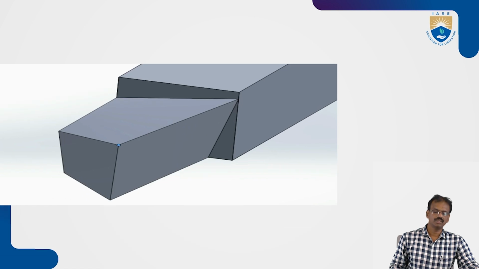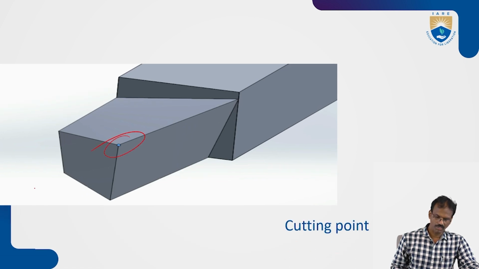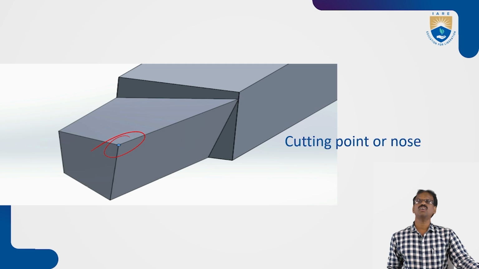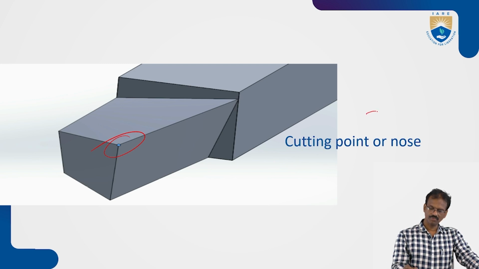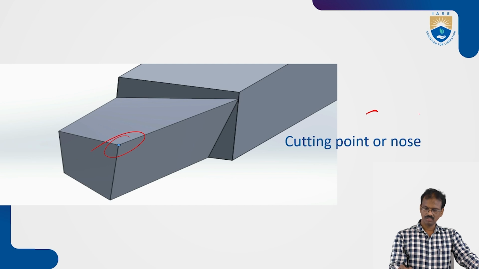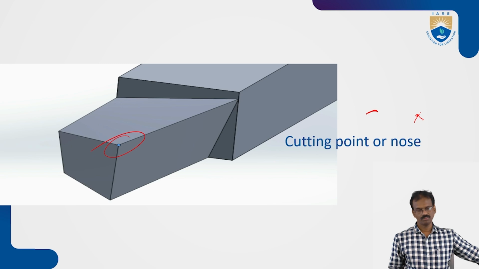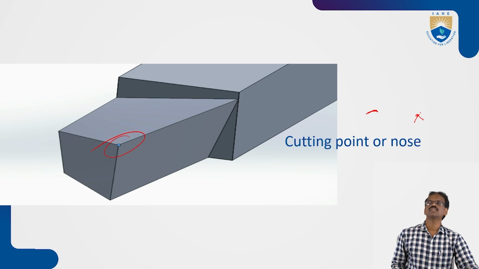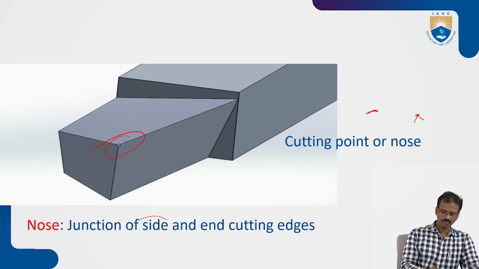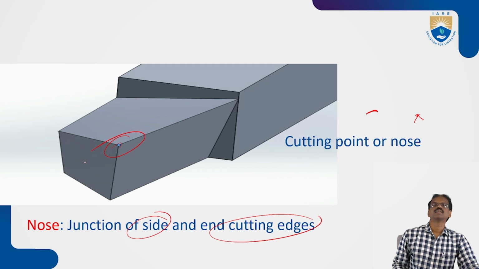Now see, this one is the nose. This is very important. The cutting point or nose is a curved surface like this, not an exact rectangular point. This curved surface gives a smooth surface finish, and the life of the tool will be increased. That is the importance of the cutting point or nose. This is the junction of the side and end cutting edges. This is the major cutting edge, and this is the minor cutting edge. The junction of these is the nose.